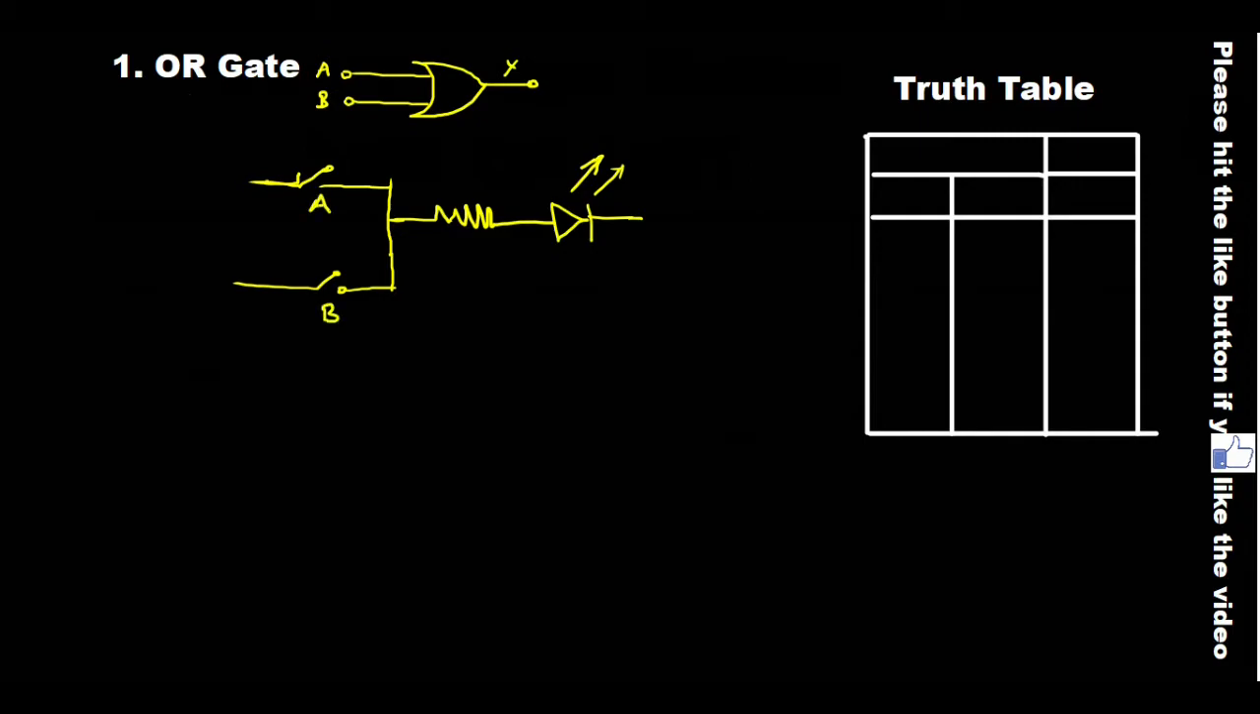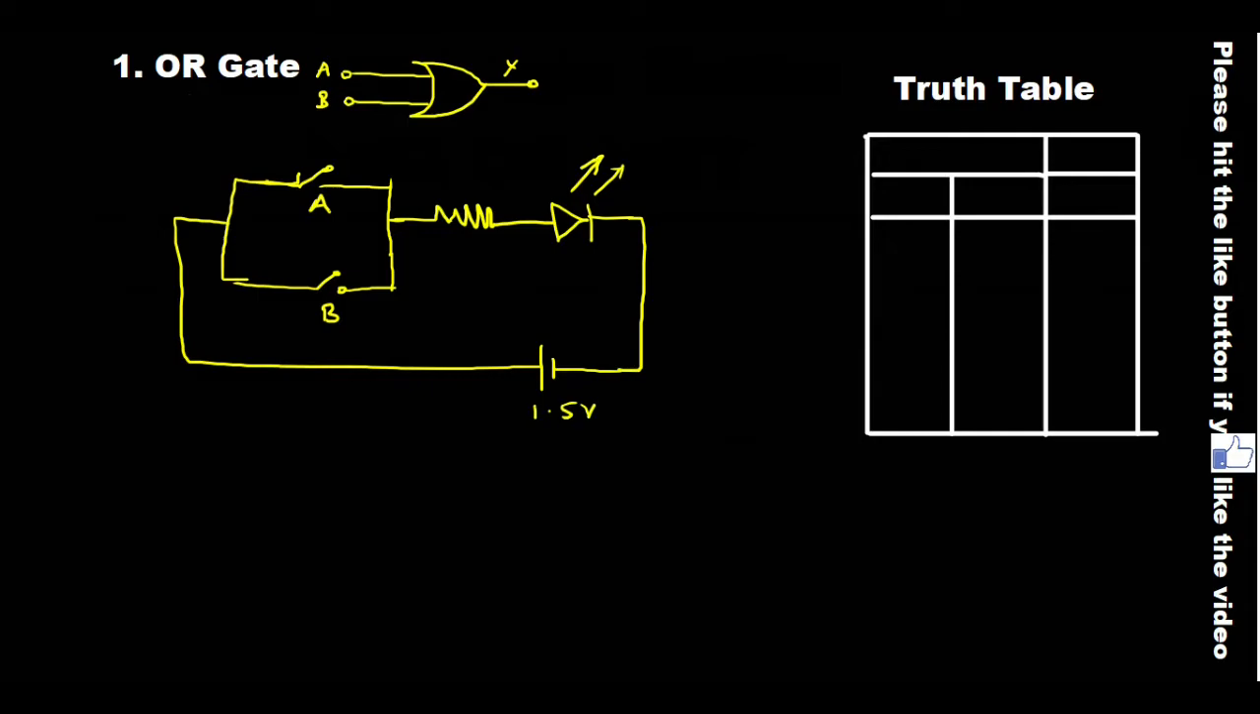Now what I will do? I will short this circuit. So these switches are connected in parallel. Now to complete the circuit, we have to give the supply also. What is the voltage required for a normal LED? It is 1.5 volt. So we will give a 1.5 volt supply.